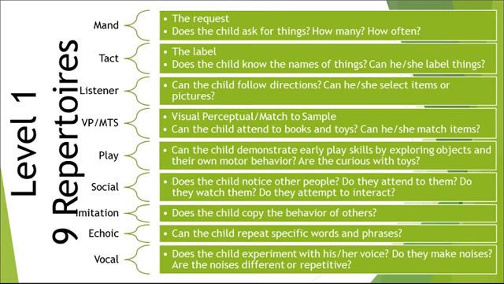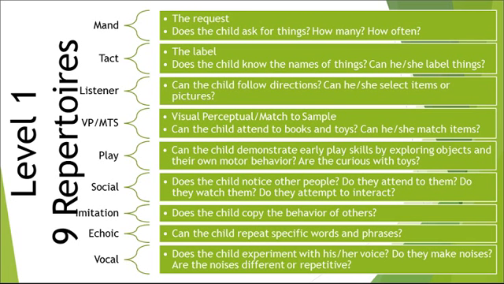The third is the listener. Can the child follow directions? Can he or she select items or pictures when asked to do so? The next is abbreviated as VPMTS. It stands for visual, perceptual, or match to sample skills. So these skills look at, can the child attend to books and toys? Can he or she match items? How are their skills as a visual learner?